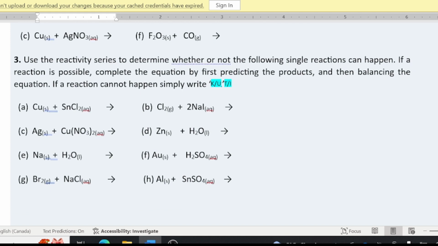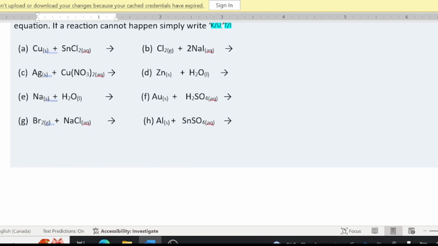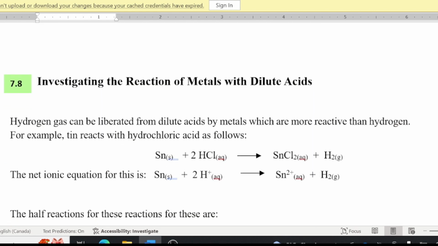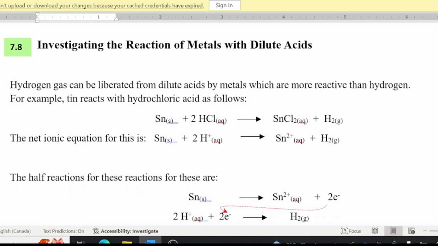The answers are all there. These problems are restated in the solution manual, and you can see the result there. It's good if you buy that book, right? It's very useful. Now, we talked about this yesterday, investigating the reaction of metals with dilute acids.